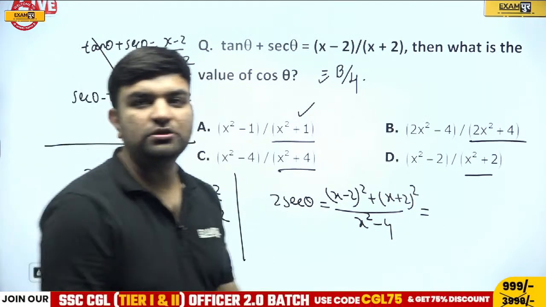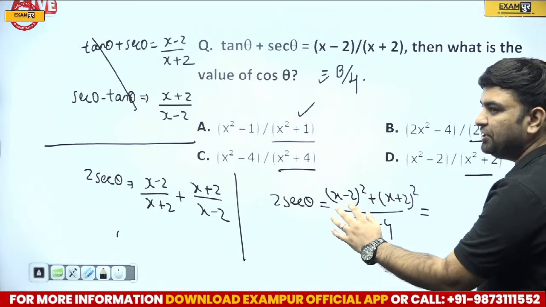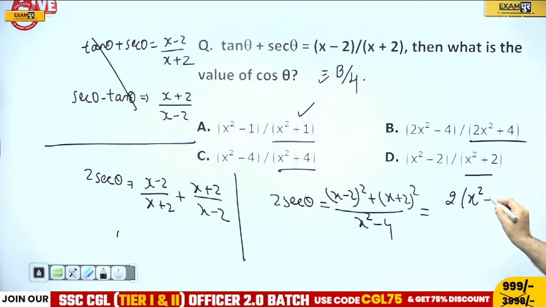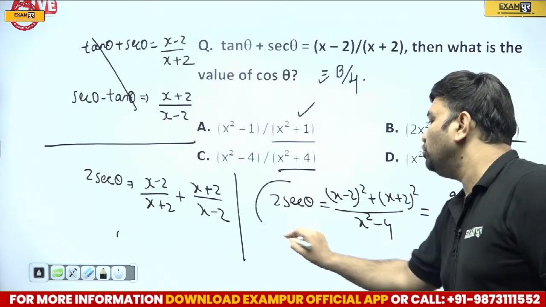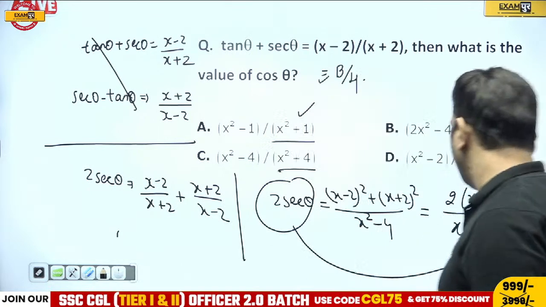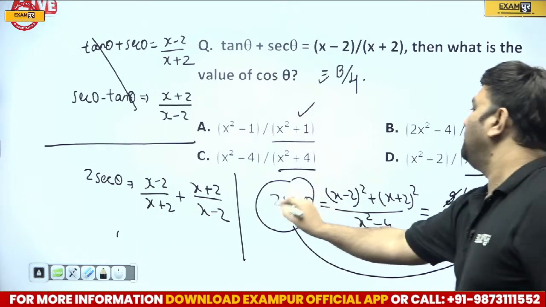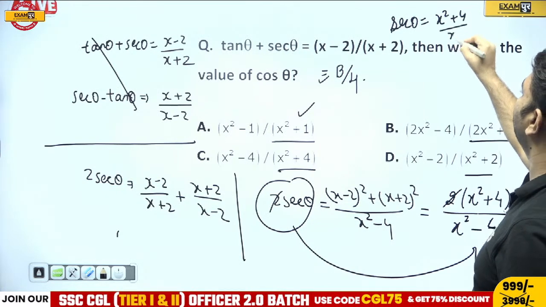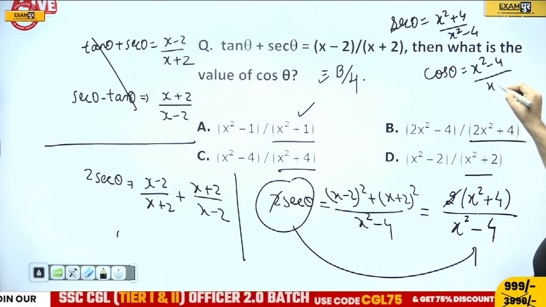A very important algebra relation is coming. A plus B whole square plus A minus B whole square is twice of A square plus B square. So 2 sec theta is equal to 2 times, 2x square plus 4 upon x square minus 4. So sec theta is coming out to be x square plus 4 upon x square minus 4. So cos theta is the inverse of it, x square minus 4 upon x square plus 4.